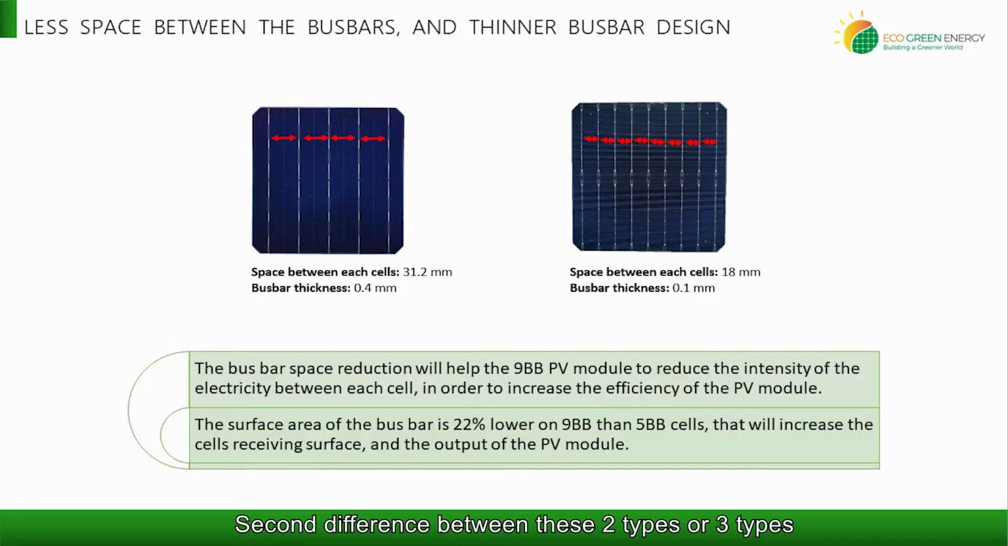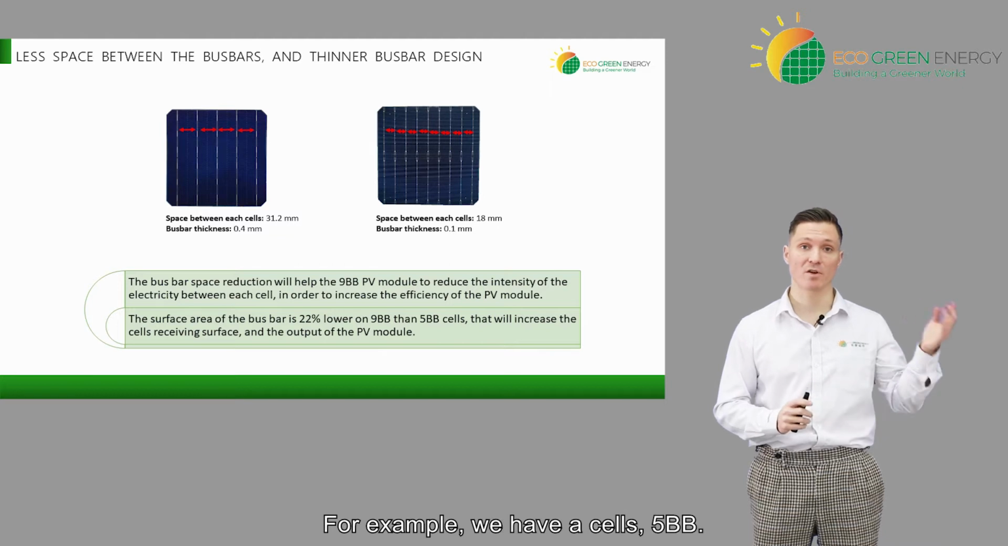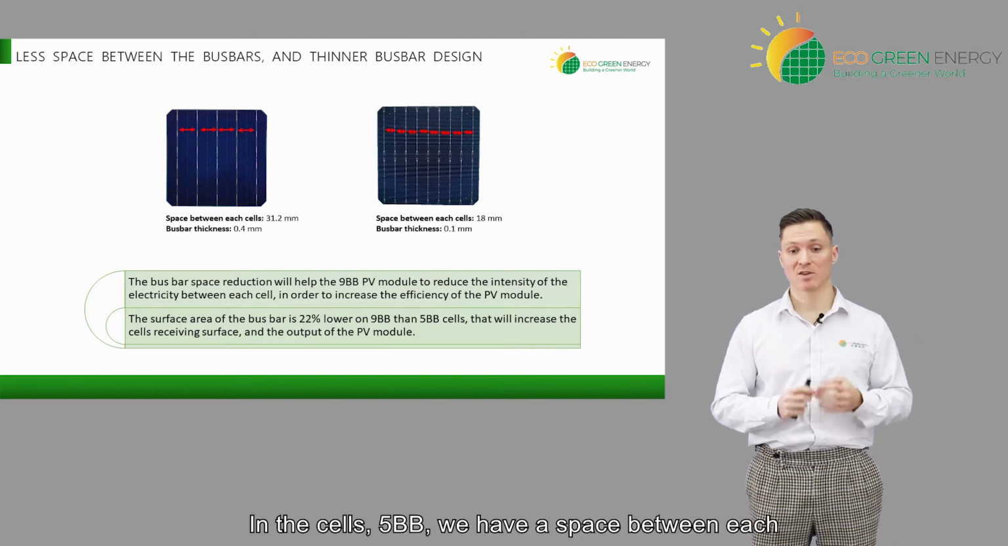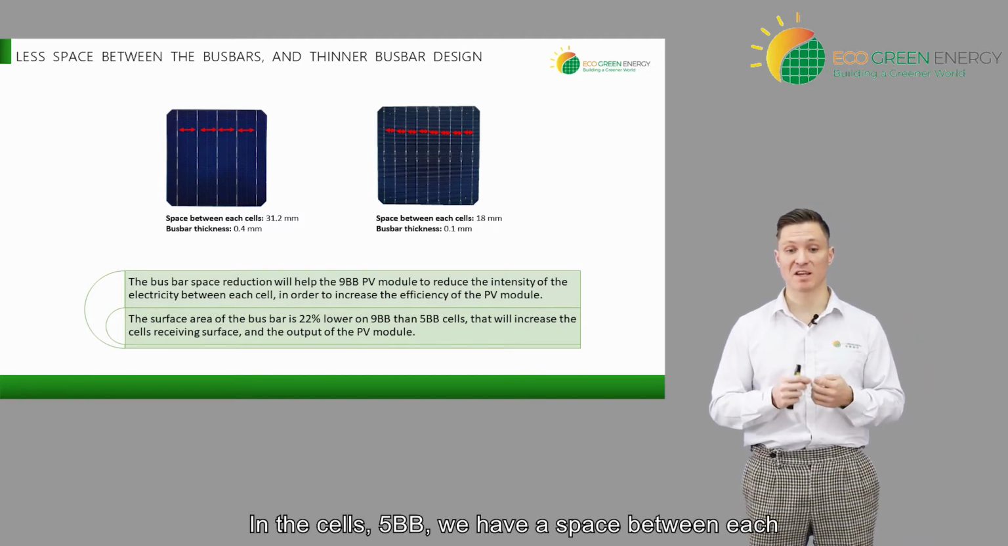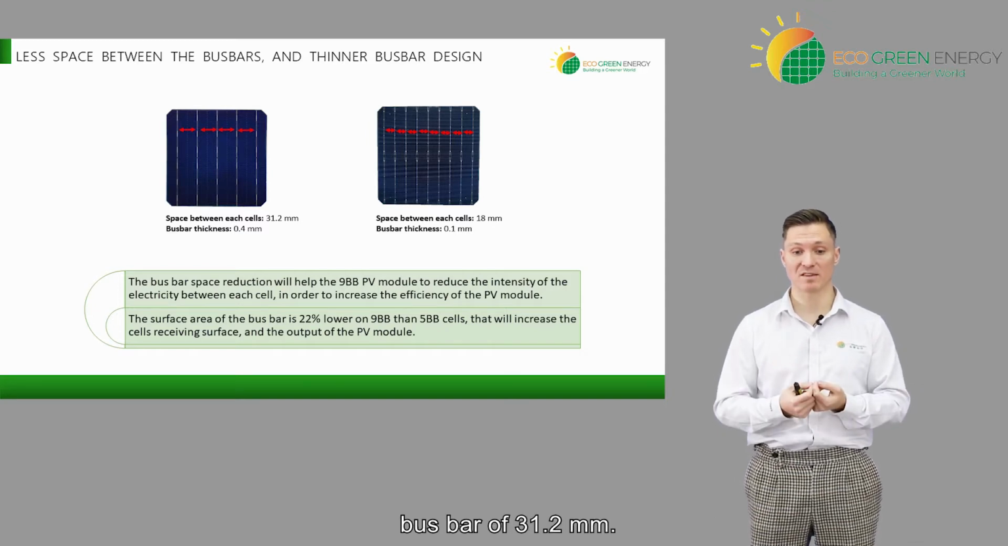The second difference between these two or three types of PV module is the number of busbar, the space between each busbar, and the thickness of each busbar. So let's take two examples. Here, for example, we have a 5 busbar cell. In the 5 busbar cell, we have a space between each busbar of 31.2 mm.